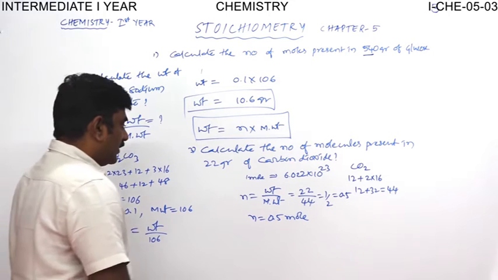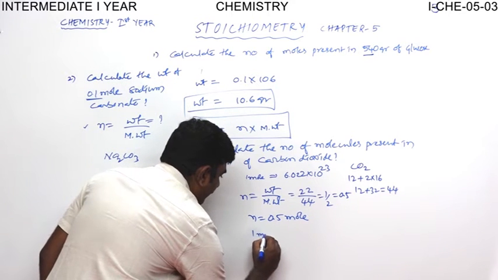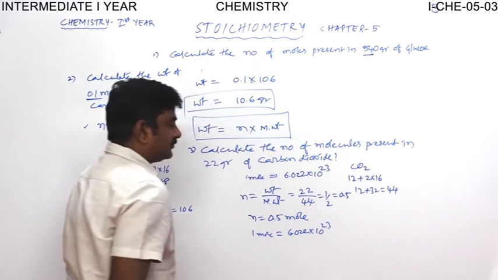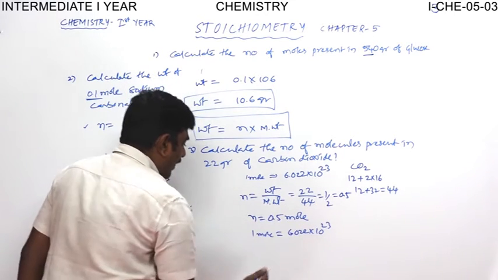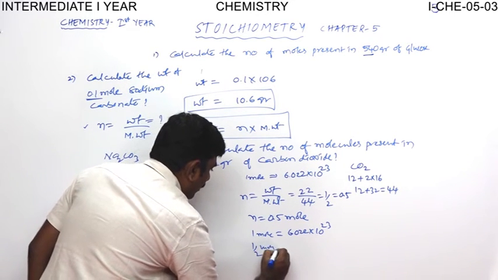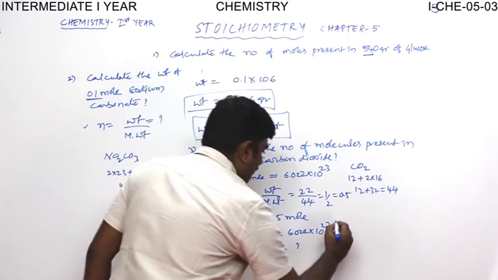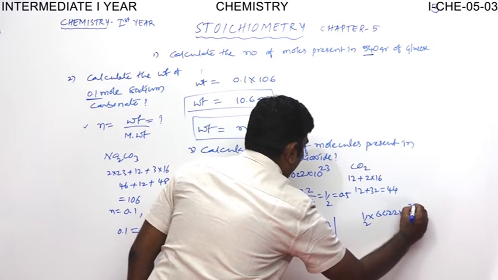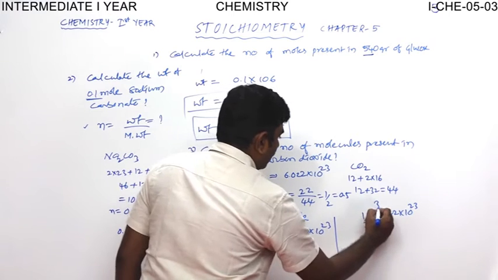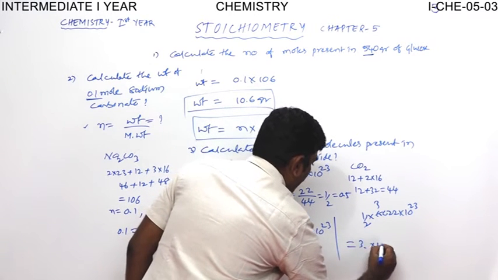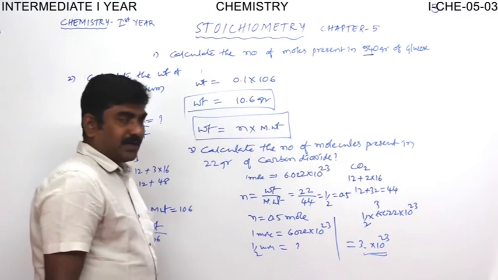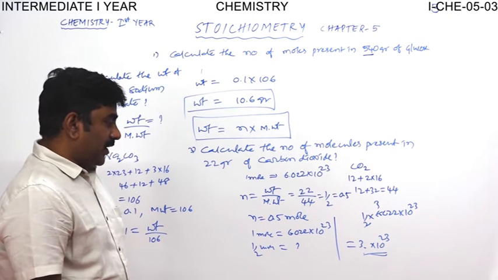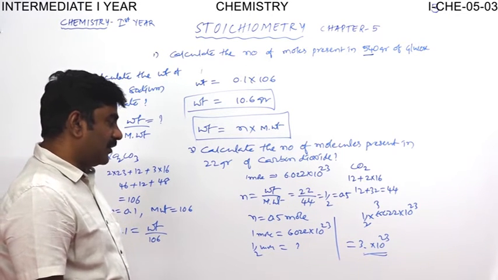So now, if you have 1 mole, it contains 6.022 into 10 power 23. We have 0.5, or 1 by 2 moles. So the answer is 1 by 2 into 6.022 into 10 power 23. Roughly, the answer is 3 into 10 power 23 molecules. It contains 3.011 into 10 power 23 carbon dioxide molecules.